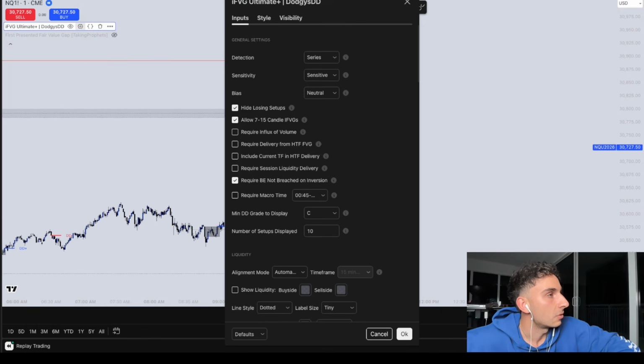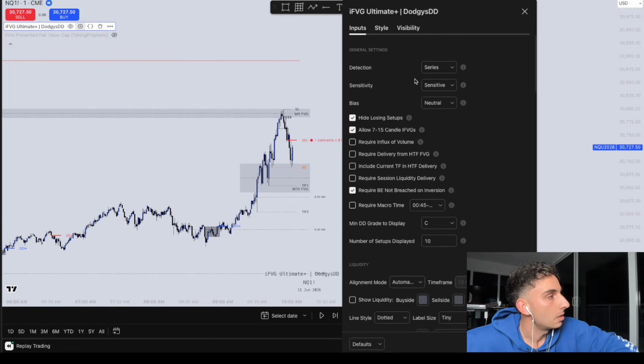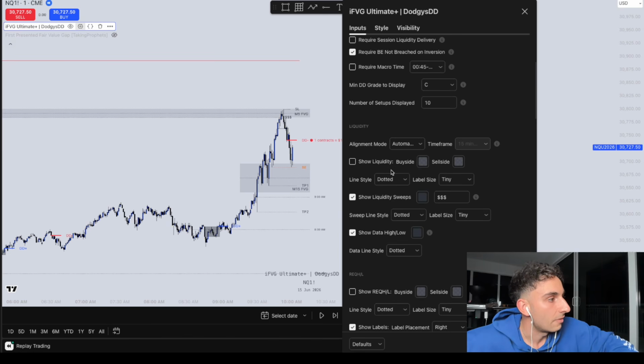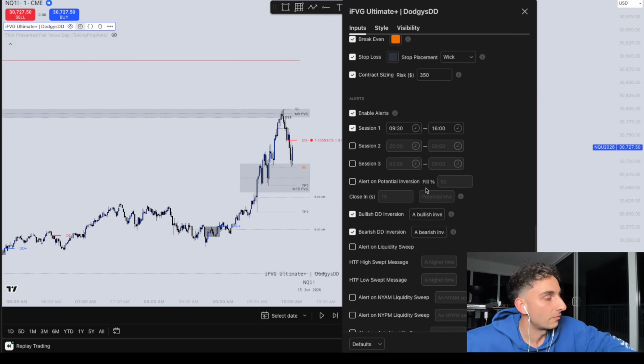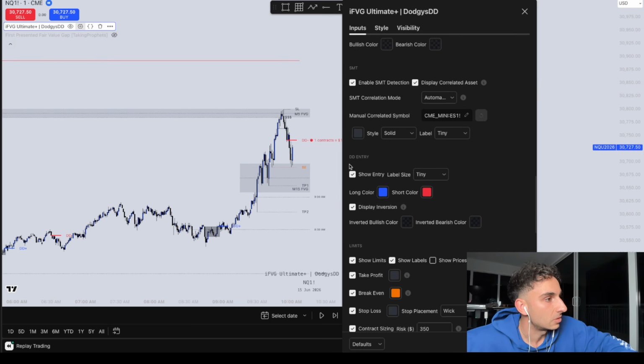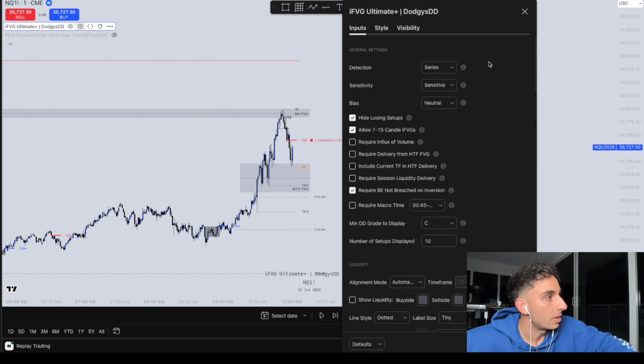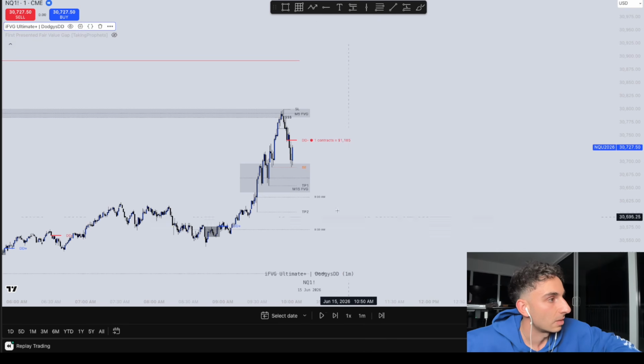I should mention also, these are the settings I am running for the indicator. Right now I'm running series, sensitive, neutral, and then all of these checkboxes are just default. Whatever comes with the indicator, I did not touch these. Everything else, if you guys don't know already, these settings are all personal preference. All this does is change how the indicator looks, but everything up here changes how the indicator works. So that's an important thing. Usually just keep it on default. And then series sensitive, that's what I like to run personally.